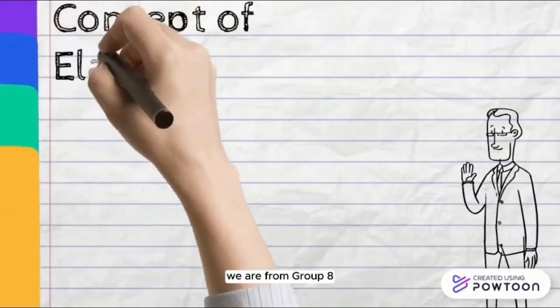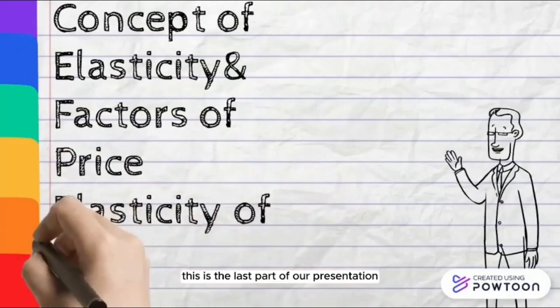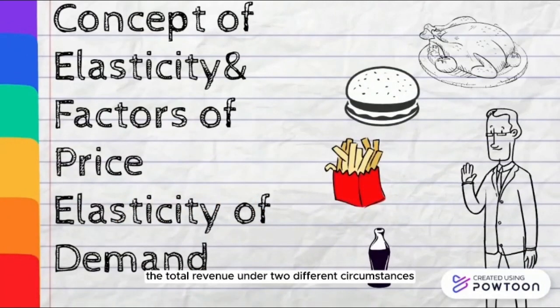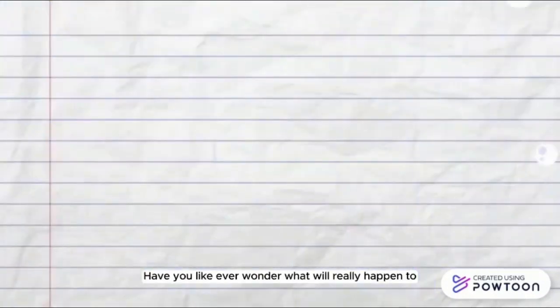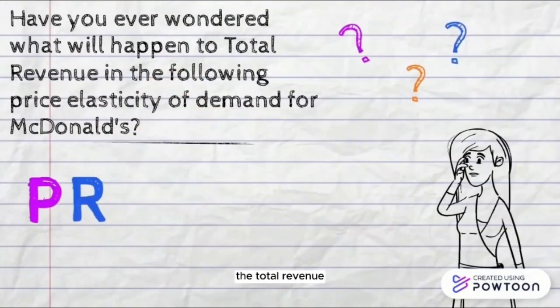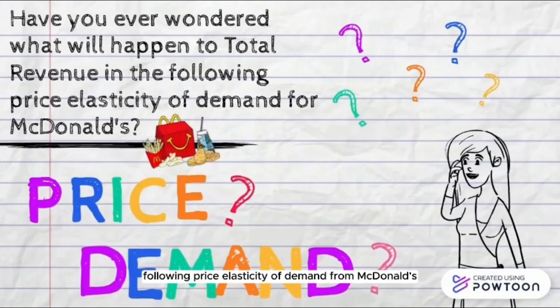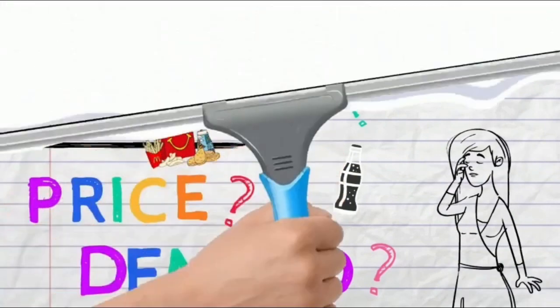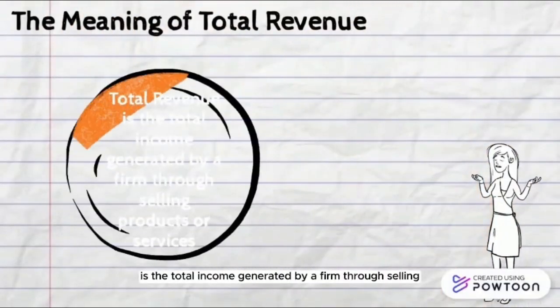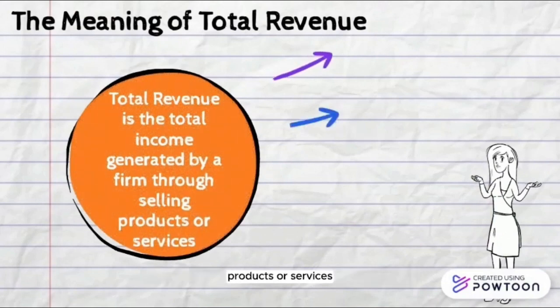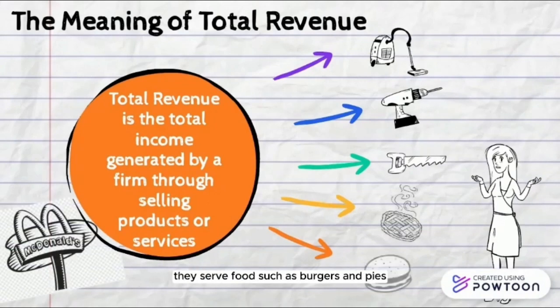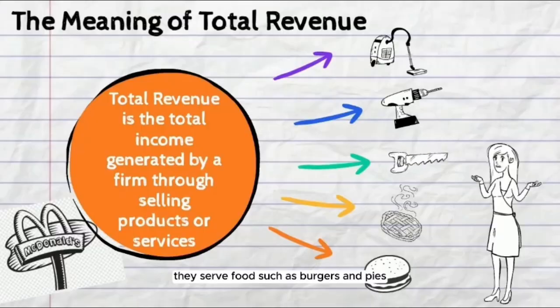Hi everyone, we are from Group 11. This is the last part of our presentation. And here we would like to discuss what will happen to the total revenue under two different circumstances. Have you ever wondered what will really happen to the total revenue in the following price elasticity of demand for McDonald's under two circumstances, which is elastic and inelastic? The meaning of total revenue is the total income generated by a firm through selling products or services. It could be from cleaning or renovating services. Or in the case of McDonald's, they serve food such as burgers and pies.